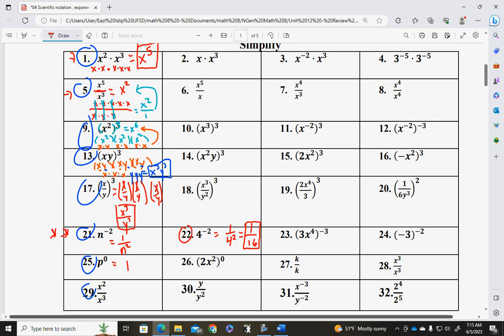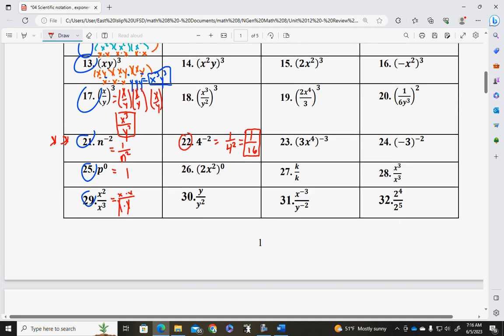Anything to the 0 power is always 1. That's something you should just remember. And when I do number 29, I actually like to expand it and simplify. Whenever the exponent in the denominator is larger than the exponent in the numerator, I know I'm going to have a fraction answer. I know if I were to follow the rule, I would get a negative exponent.